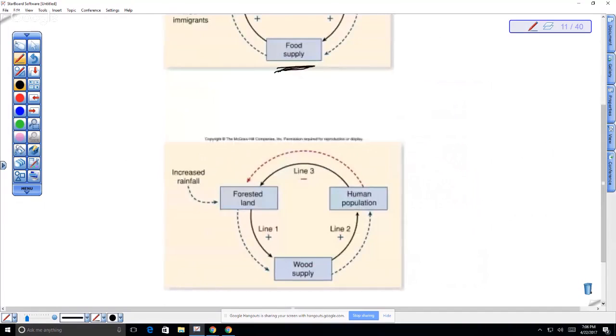And then this is a negative relationship. So human population decreases forested land, right, which gives you a decrease in the wood supply and then a decrease in human population. Okay, in order for this to be a negative feedback, you'd actually have to have a negative here. If you had a decrease in the forested land, then you'd have a decrease in human population and we can maintain a steady population, maintain the set point. But this is actually an example that has positive and negative relationships.